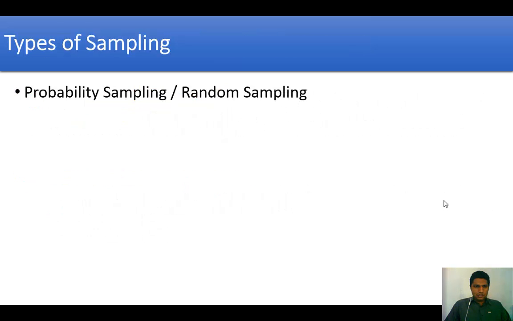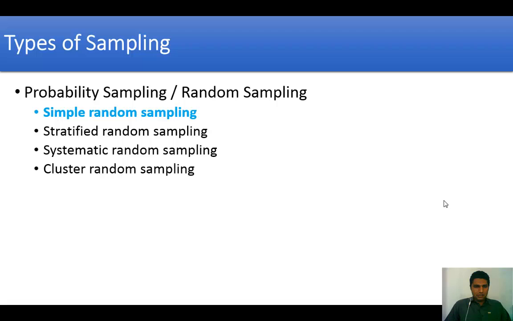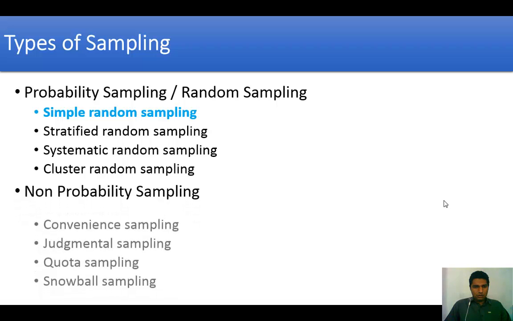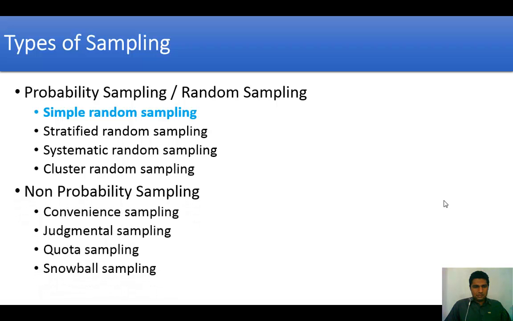There are broadly two types of sampling: probability sampling and non-probability sampling. Probability sampling is also known as random sampling, and there are four types of it: simple random sampling, stratified random sampling, systematic random sampling, and cluster random sampling. Whereas the non-probability sampling techniques involve convenience sampling, judgmental sampling, quota sampling, and snowball sampling. These are the renowned ones. We have others too.